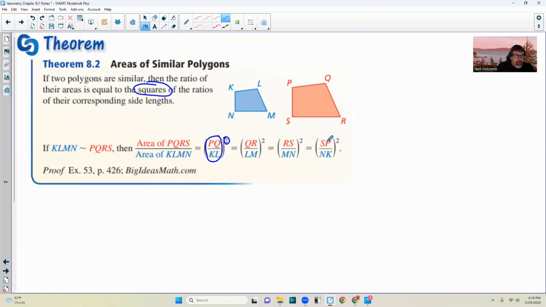Okay, very similar to the last one, but perimeter is length, it's distance, it's one-dimensional. Area is two-dimensional, length times width. So we square it. So whatever you find the ratio to be here, then the areas are the ratio of the sides squared. So let's take a look at how that would look in an example.